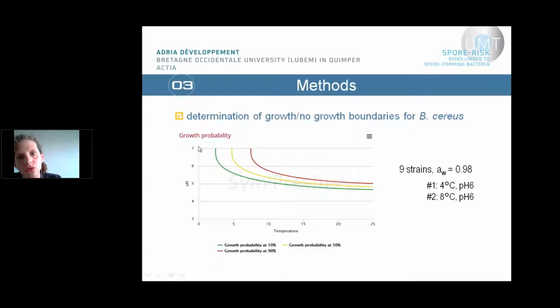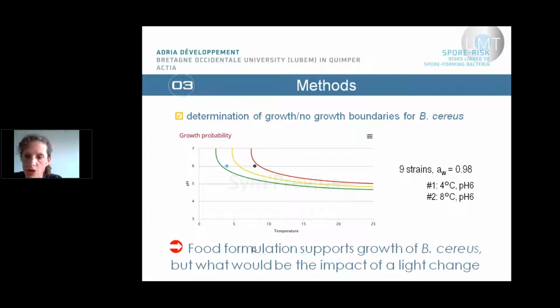Here you have the pH as a function of temperature for a specific water activity of 0.98. This is the result of the simulation of 9 strains, and you have here boundaries, which means that below this green line you have no growth of this Bacillus cereus strain. Above this line here, the combination of pH, temperature, or water activity will support growth. So in these two cases, if I have a product which is at pH 6 but stored at 4 degrees or 8 degrees, you see that I am in the range allowing growth.